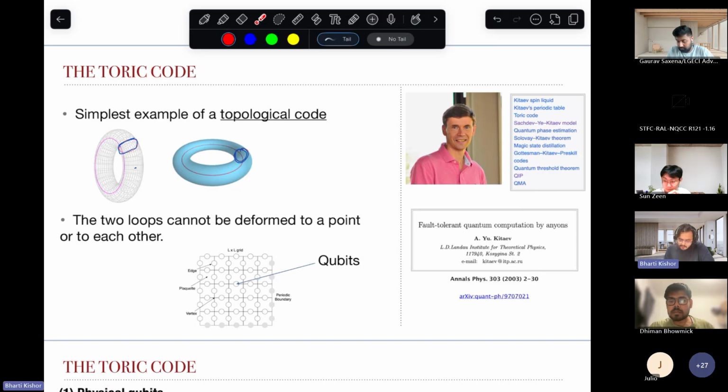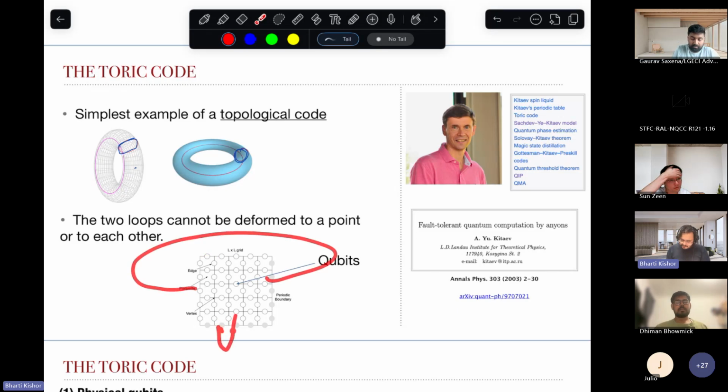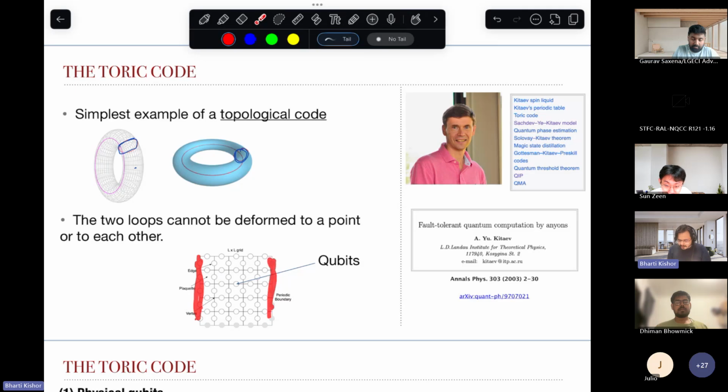So in the toric code, basically you have a code on a toric lattice. You have periodic boundary conditions along this direction. So this you identify with this, you identify with this. So you wrap like this, and then here. So you identify this one with this one, and you identify this edge with this edge. And when you do this, you get a donut-shaped object. You get a torus.